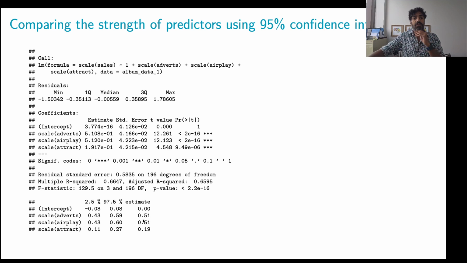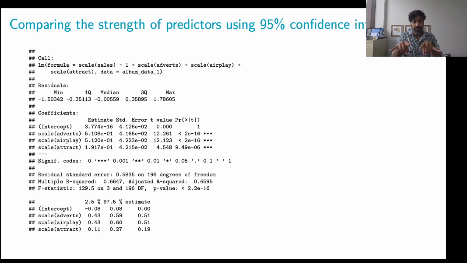So we can see that for the adverts and airplay, the confidence intervals overlap quite tightly. They're pretty much exactly the same. So there's no significant difference in terms of adverts and airplay. But in terms of adverts, airplay, and then attractiveness, which is 0.11 to 0.27, they don't cross. The confidence intervals do not cross. So you could make the conclusion that airplay is significantly larger.